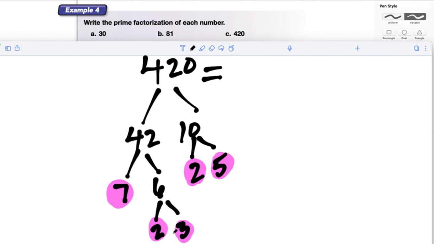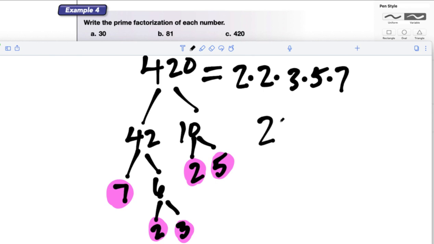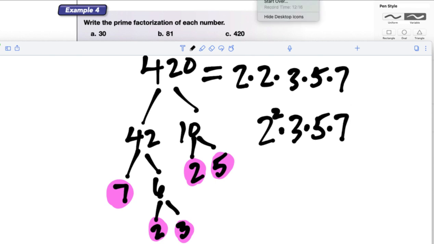What I'm going to do is do it in order: 2's, then the 3, then the 5, then the 7. So I got 2 2's, a 3, a 5, and a 7. And I'm going to write that more conveniently as 2 squared times 3 times 5 times 7. I hope that's making sense, sweetheart. All right, we're going to look at another example.